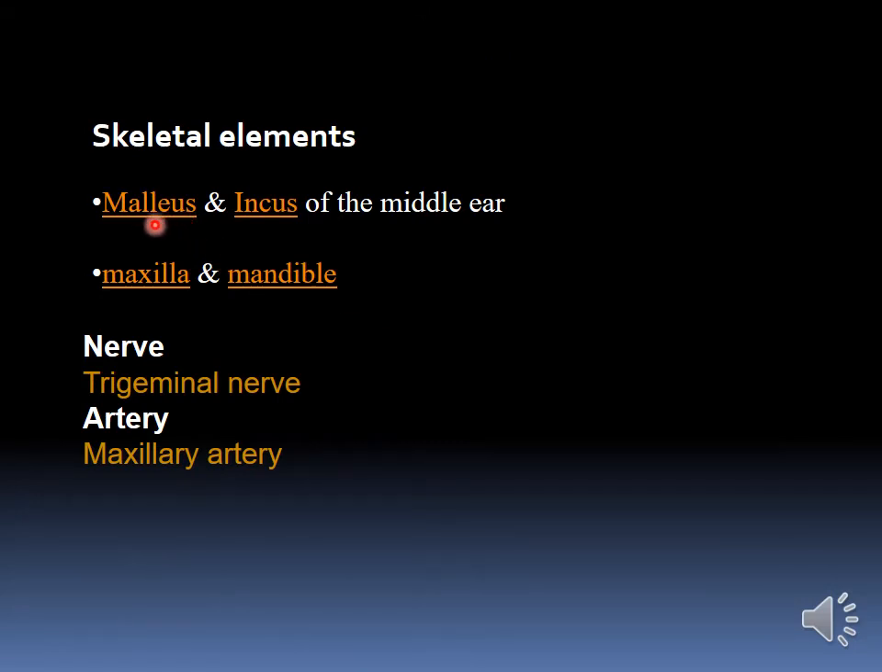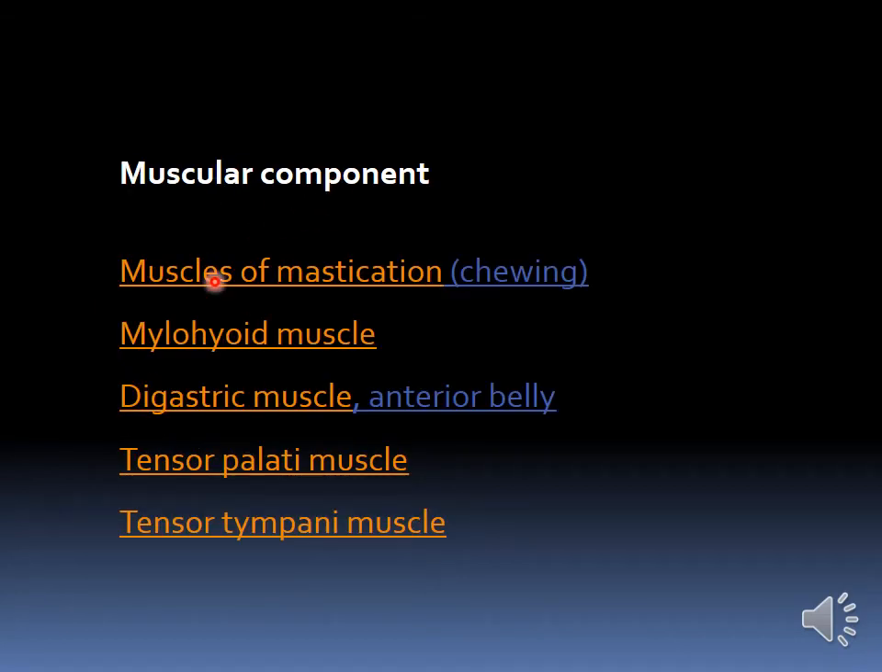Other components are the malleus and incus of the middle ear, and the nerve is the trigeminal nerve. The blood supply is the maxillary artery. Muscles include the muscles of mastication, mylohyoid, anterior belly of digastric, tensor tympani, and tensor palatini muscles.